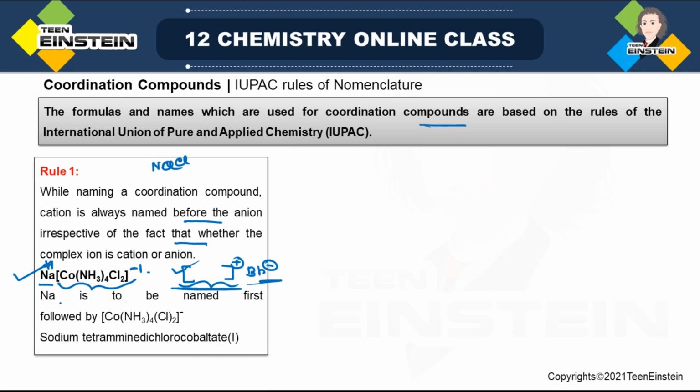Okay. So here, how will the name be? We are writing sodium first, and then the rest of the part, how it is done, that we are going to discuss one by one. Right now, just remember, cationic part named first. After that, the anionic part, which is in this case the coordination part, but the reverse may also be the possibility. That is the second one. Okay. Rule number 1 clear?